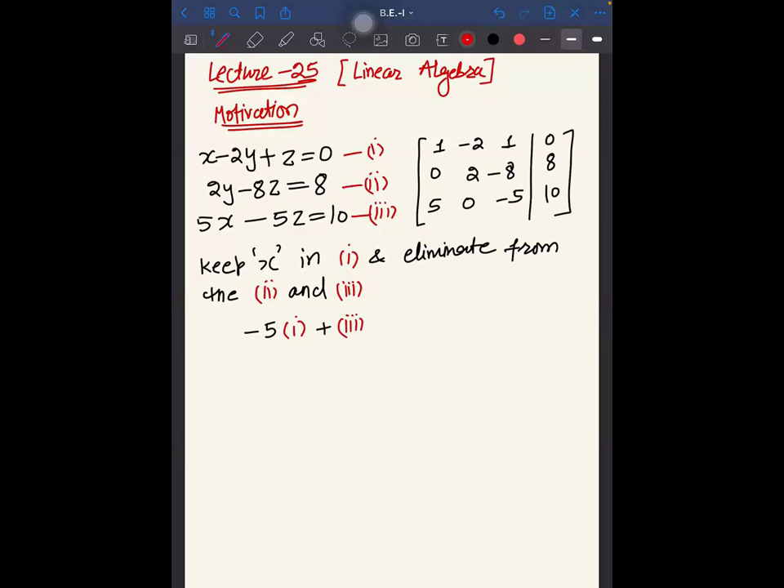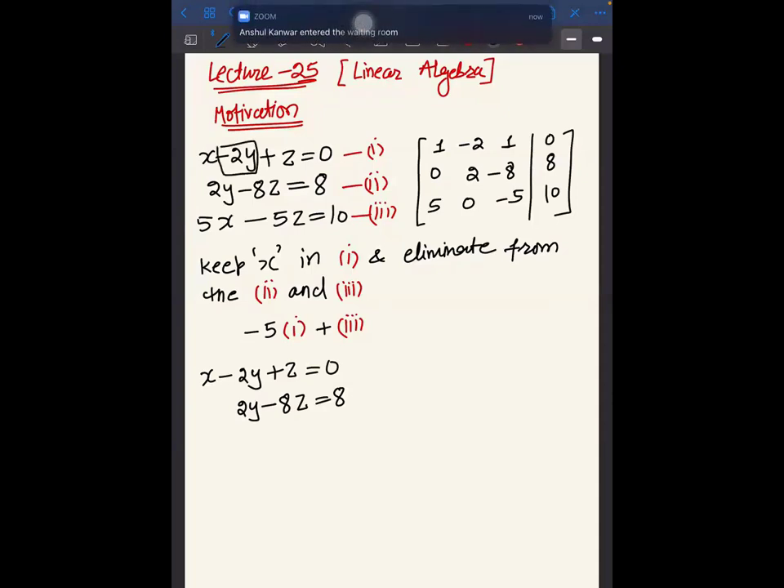The first equation will remain the same, that means x minus 2y plus z is equal to 0. Second equation, we haven't operated anything on it, so 2y minus 8z is equal to 8. And if I multiply the first by 5 and add it to the third, the x will get cancelled, right? The -2y becomes minus 10y, which is added to the third one, so we get 10y minus 10z equal to 10.